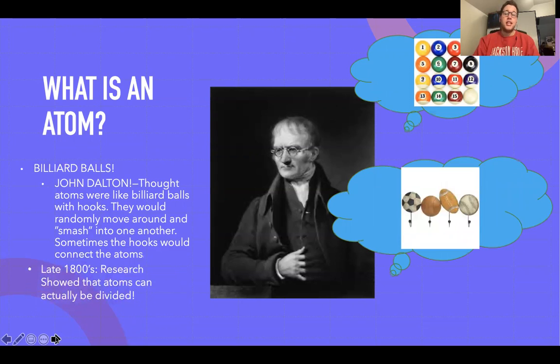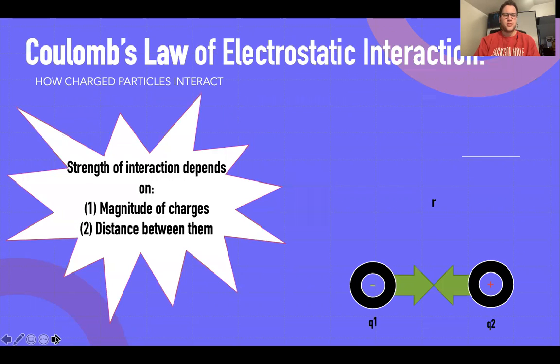But going into the late 1800s, research showed that atoms can actually be divided from one another. They can connect differently, and there are different forces within them. So Coulomb's law of electrostatic interactions explains how these particles interact, how they separate, how they come together. And it's this equation right here. The strength of interaction depends on the magnitude of charges and the distance between the two charges. The closer the atoms are together, the stronger they'll be.